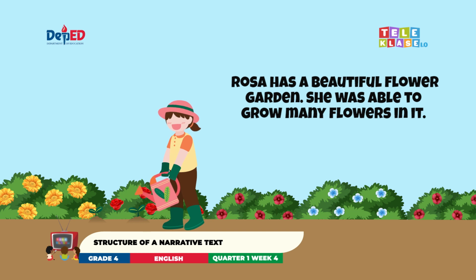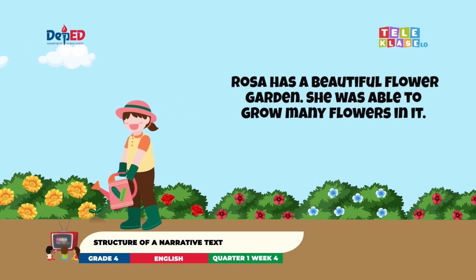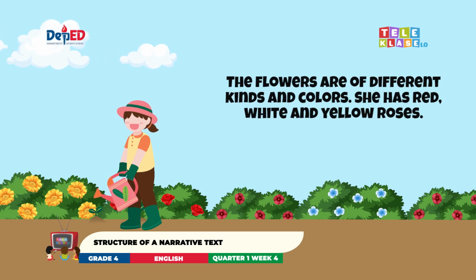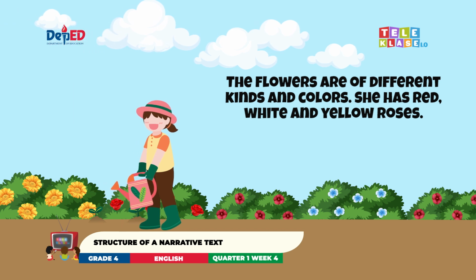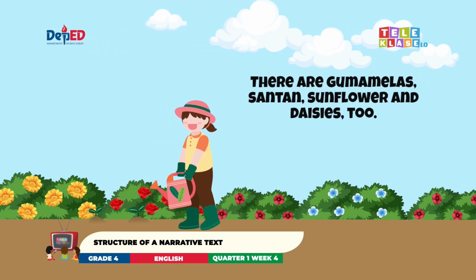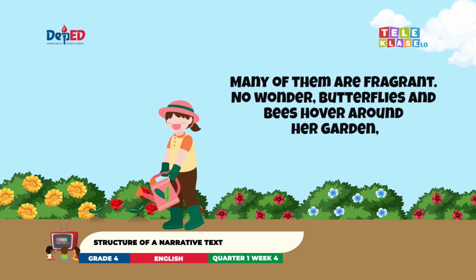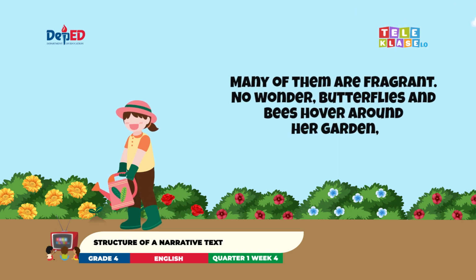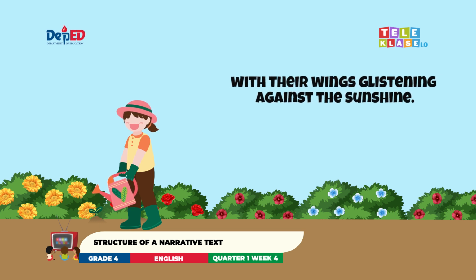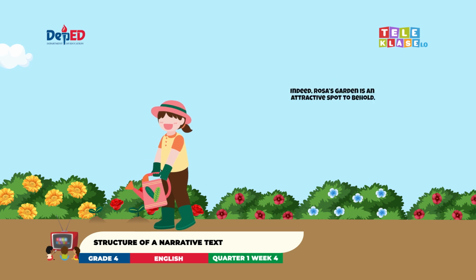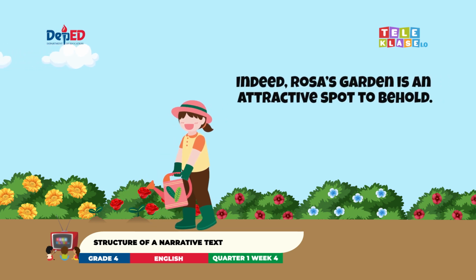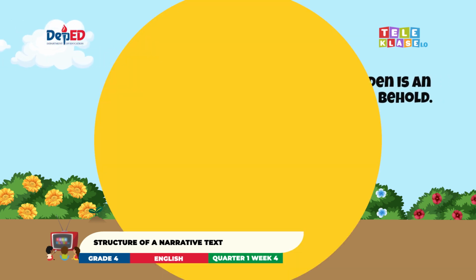Rosa has a beautiful flower garden. She was able to grow many flowers in it. The flowers are of different kinds and colors. She has red, white, and yellow roses. There are gumamela, santan, sunflower, and daisies too. Many of them are fragrant. No wonder butterflies and bees hover around her garden, with their wings glistening against the sunshine. Indeed, Rosa's garden is an attractive spot to behold.